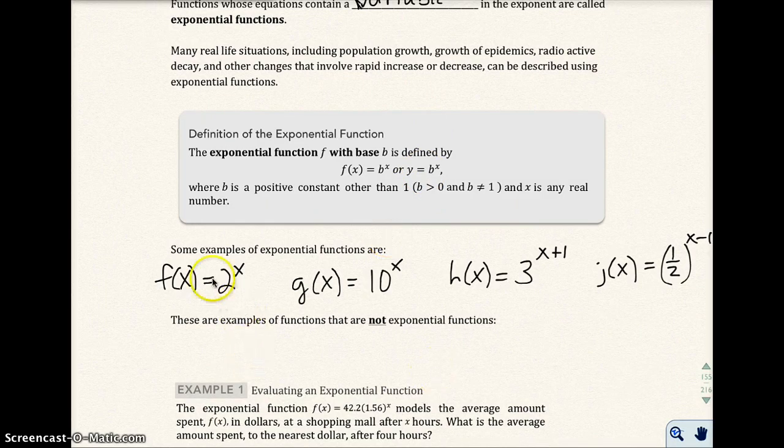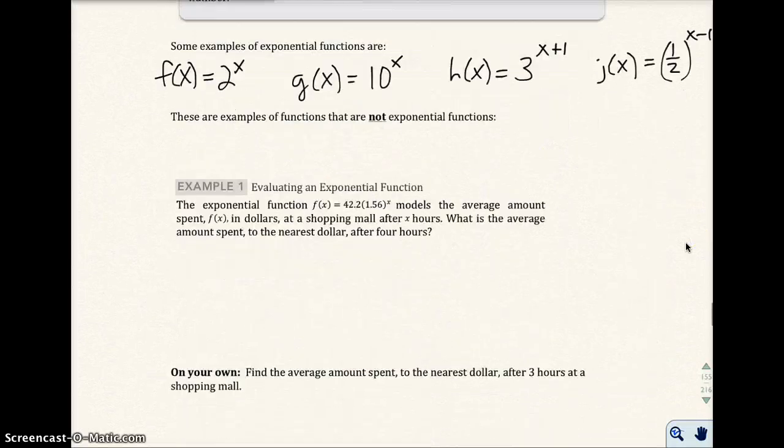So notice how all these bases are positive. They're all positive values, and they're not 1. So as long as it's positive and it doesn't have the value of 1, and then every exponent has a variable in it. Okay?